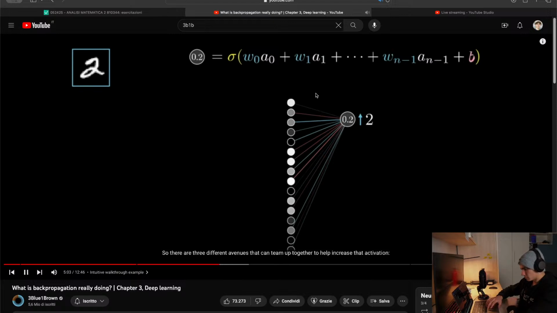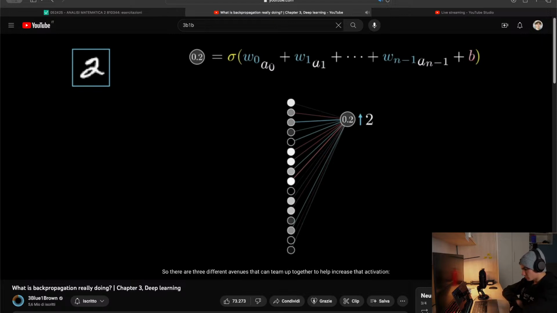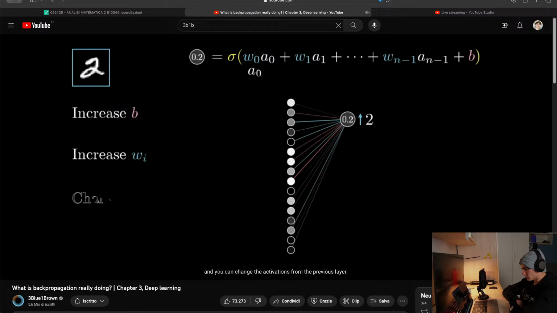There are 3 different avenues that can team up together to help increase that activation. You can increase the bias, you can increase the weights, and you can change the activations from the previous layer. Focusing just on how the weights should be adjusted, notice how the weights actually have differing levels of influence. The connections with the brightest neurons from the preceding layer have the biggest effect, since those weights are multiplied by larger activation values.